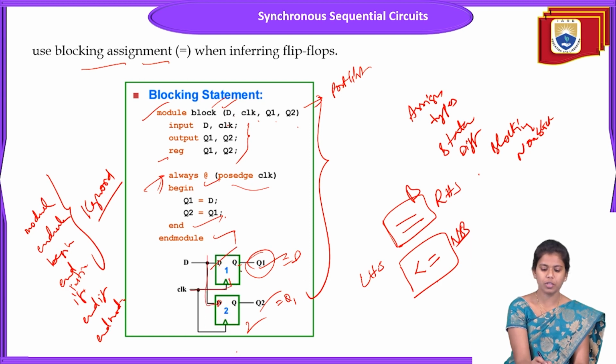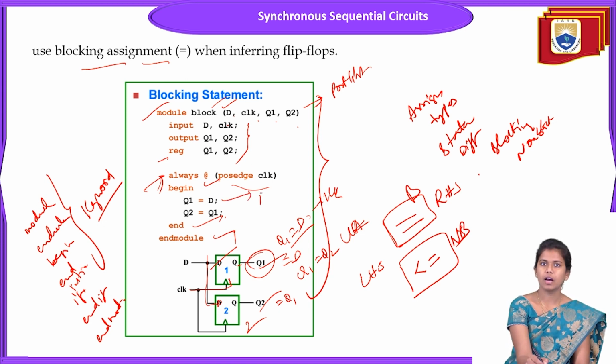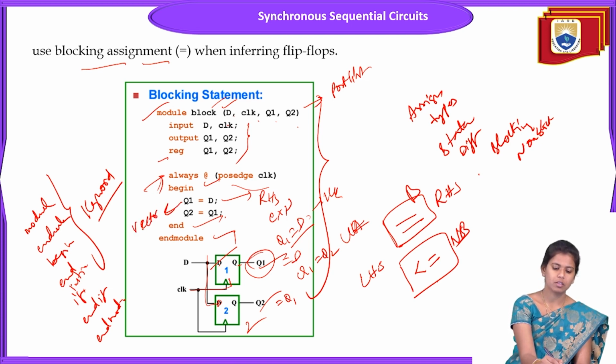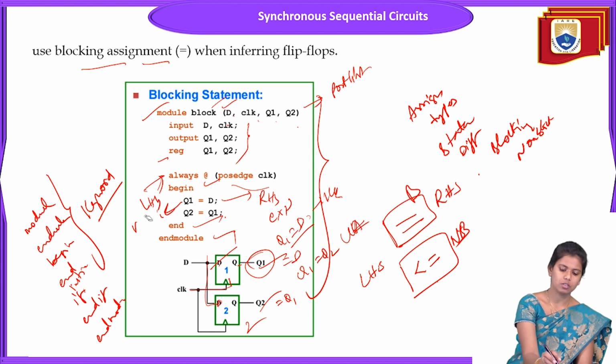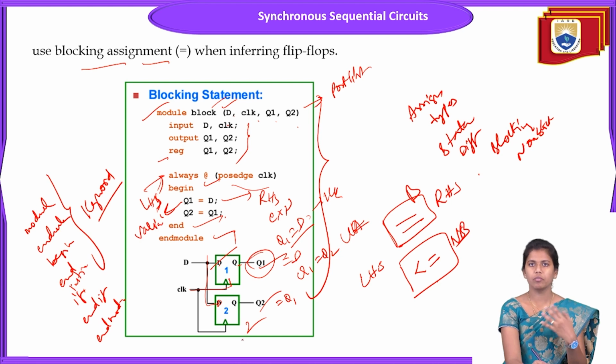But when it comes to the output, Q1 = D in one clock signal, and Q2 = Q1 in another clock signal. So this is how the blocking statement is represented. In a blocking statement, the RHS has the expressions, vectors or variables, and the LHS consists of the variables. Variables could be scalars as well as vectors. So this is the blocking statement example under the D flip-flop.